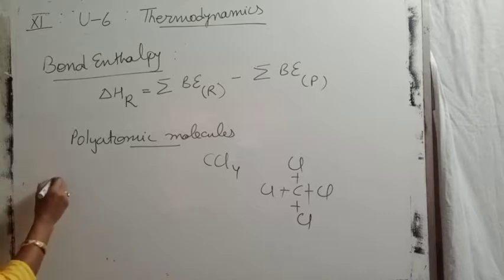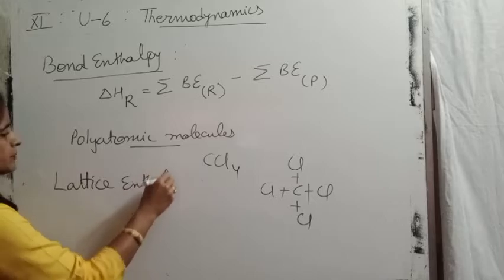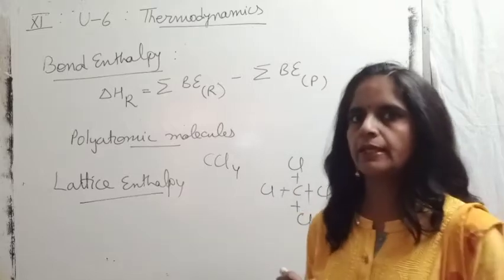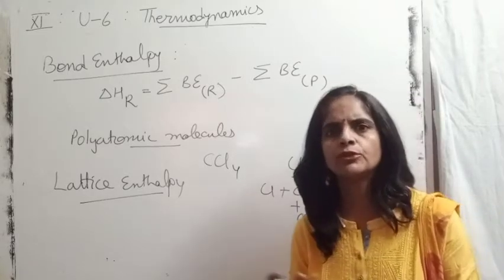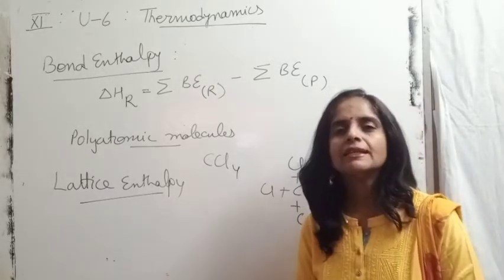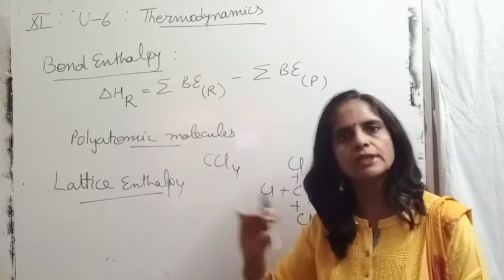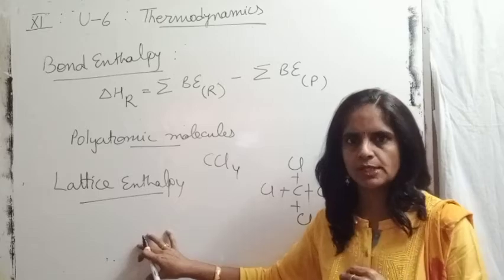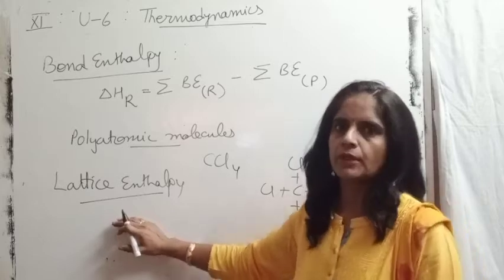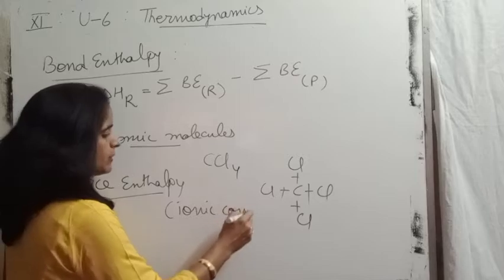The next term we use is lattice enthalpy. Remember this term, children? We already used this term in the chemical bonding chapter. I think a few of you must be remembering it, but okay, I'm telling you again what lattice enthalpy is. The basic difference from bond enthalpies is this: both are related to the breaking or formation of bonds, but this term is related to ionic compounds only. We use this term for ionic compounds, not for covalent compounds.